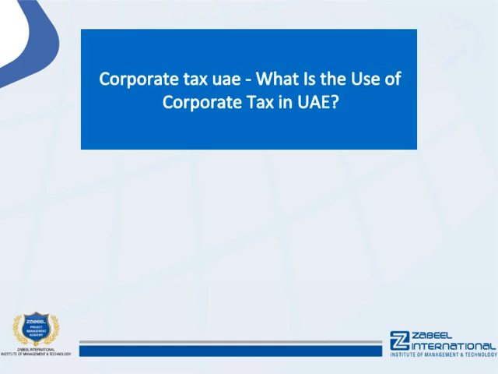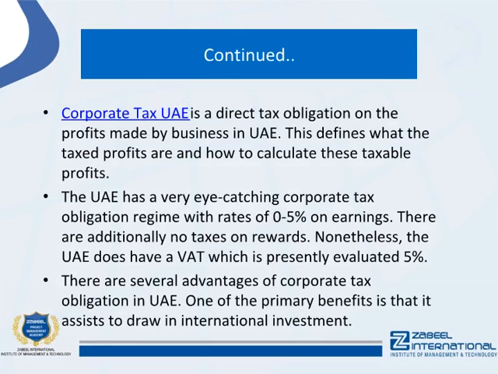Corporate Tax UAE. What is the use of corporate tax in UAE? Corporate Tax UAE is a direct tax obligation on the profits made by businesses in UAE. This defines what the taxed profits are and how to calculate these taxable profits. The UAE has a very attractive corporate tax regime with rates of 0 to 5% on earnings. There are additionally no taxes on dividends. However, the UAE does have a VAT, which is presently assessed at 5%.